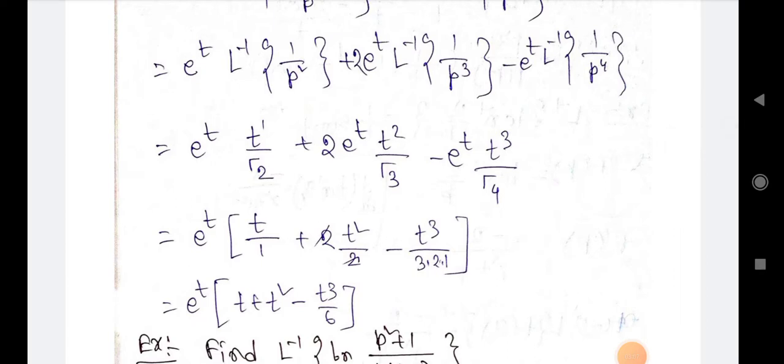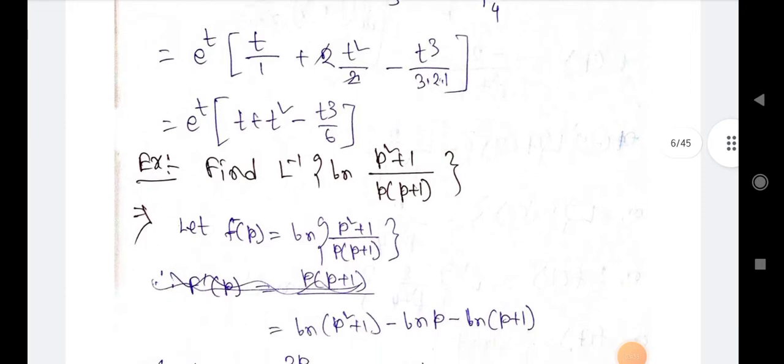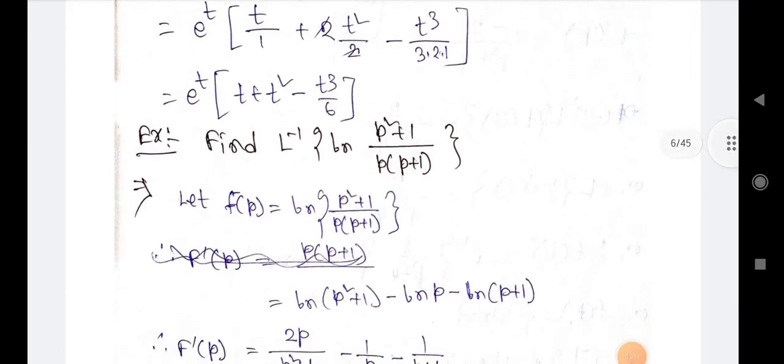Then we solve and get e to the power t into t to the power 1 by gamma 2 plus twice e to the power t into t square by gamma 3 minus e to the power t into t cube by gamma 4, which equals e to the power t [t plus t square minus t cube by 6]. This is our answer.